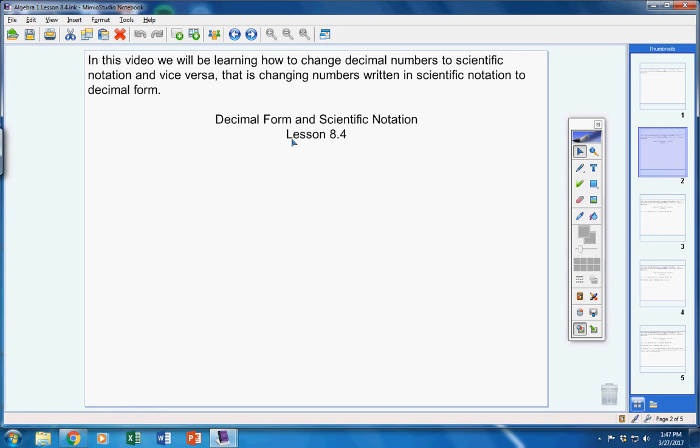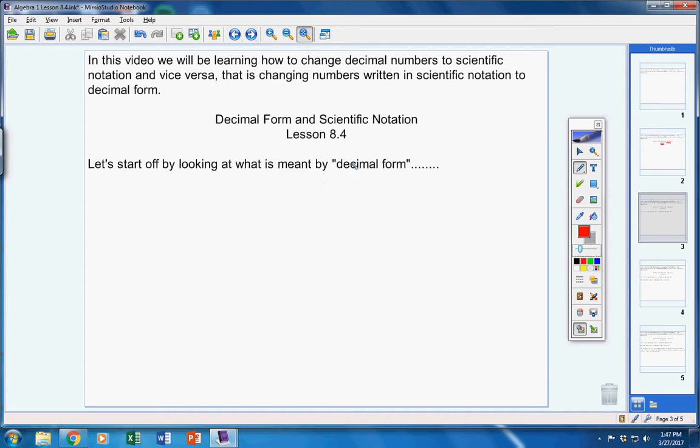Your heading today is, hold on one second guys. There we go. Your heading for today is decimal form and scientific notation, lesson 8.4, and be sure and include today's date. And please put part 1 right here. Alright, part 1. So, decimal form and scientific notation, lesson 8.4, part 1, and be sure and include today's date. If I go too fast, pause the video.